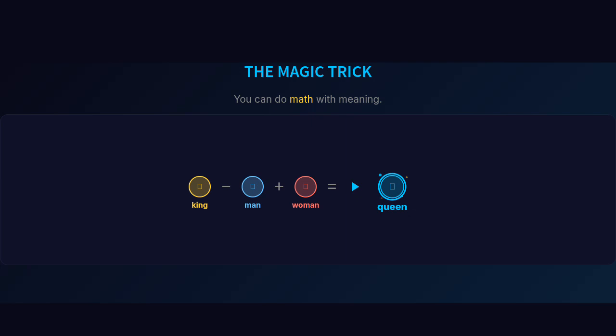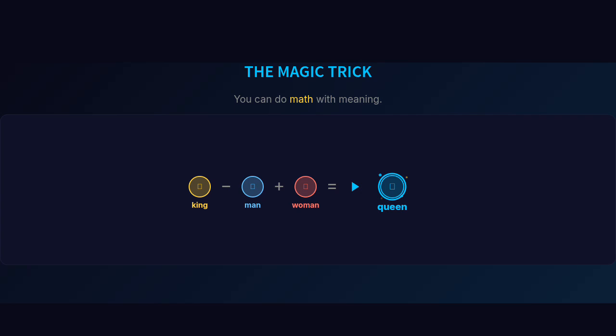Now here's where it gets really mind-blowing. Because these are just numbers, you can do math with meaning. There's a famous example. If you take the vector for king, subtract the vector for man, add the vector for woman, you get the vector for queen. Think about that for a second.